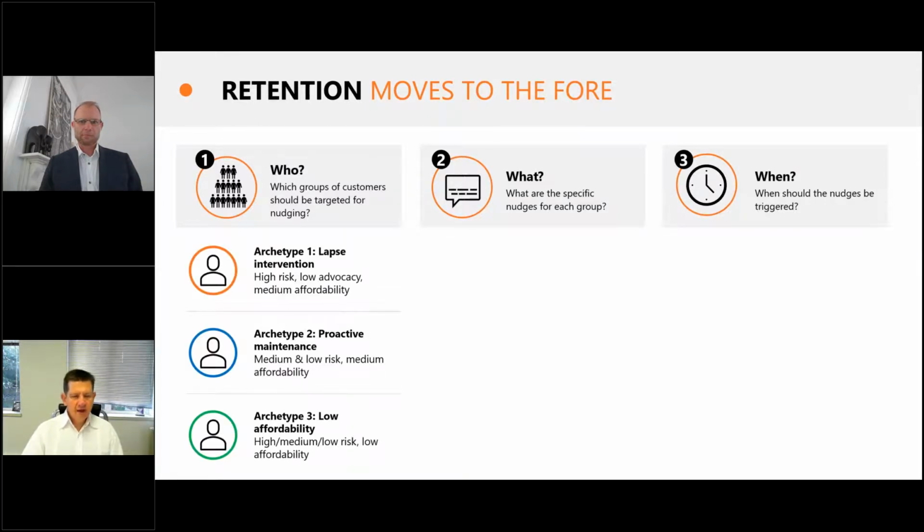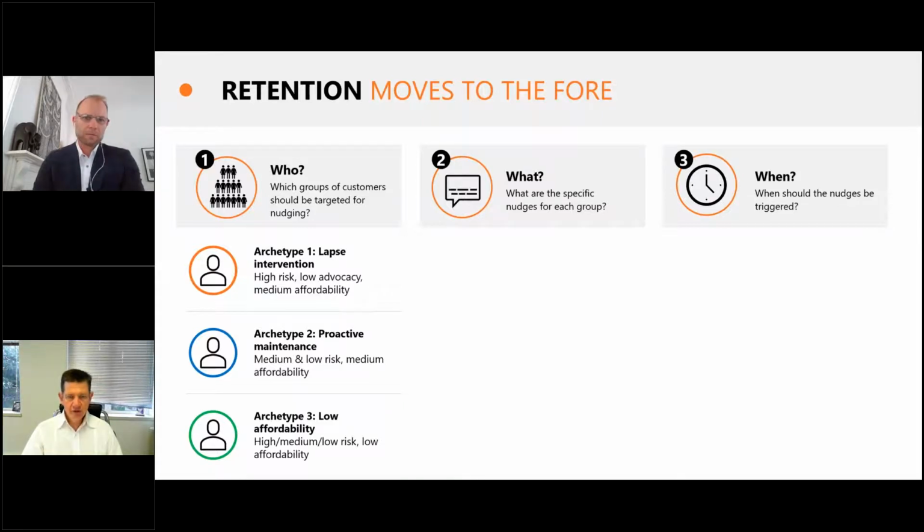The who was really about looking at attributes of customers that fitted into different groups. The first group we looked at were high-risk customers with low advocacy. Obviously, these would be a significant concern. Fortunately, they were at a level of medium affordability. The next group were far lower risk, also medium affordability. And the last group were various risk levels, so high, medium, and low affordability. So you've got very different forces at play for these three different groups.